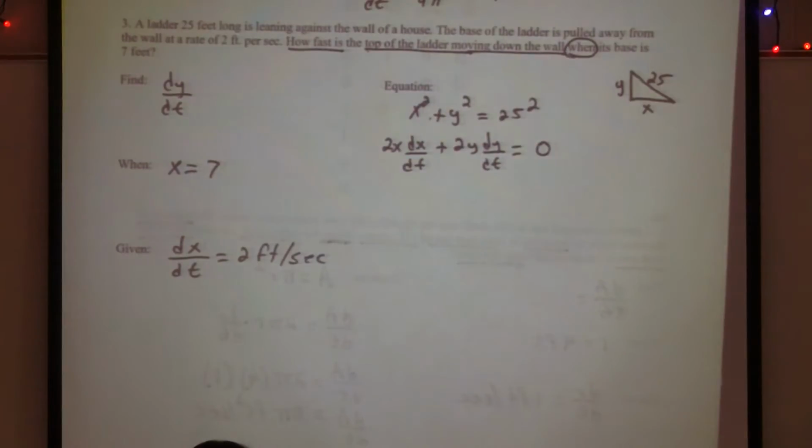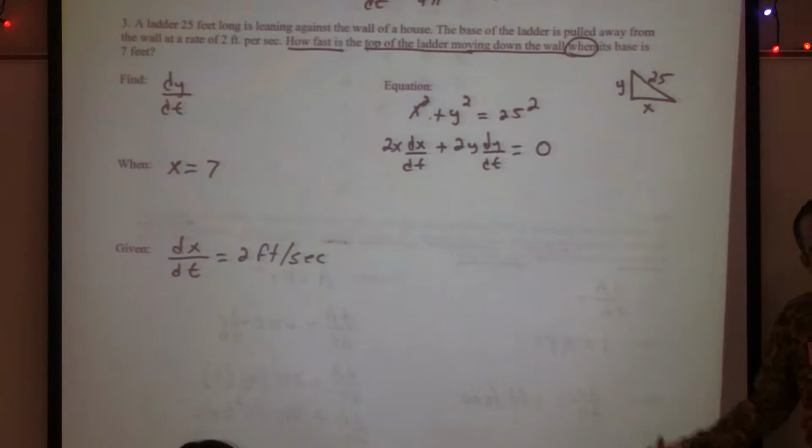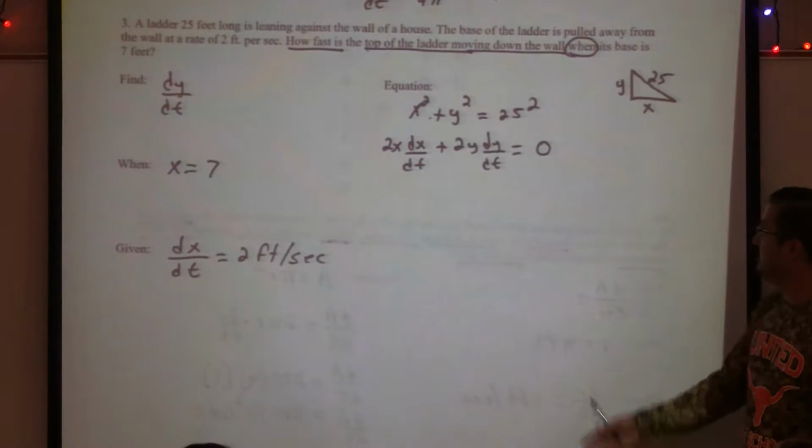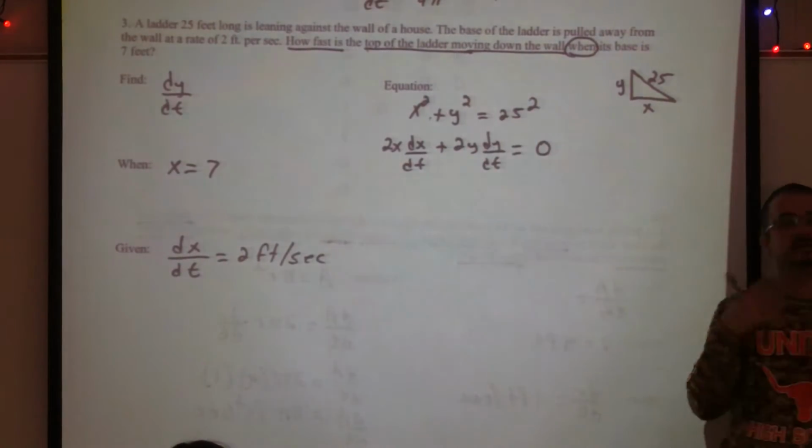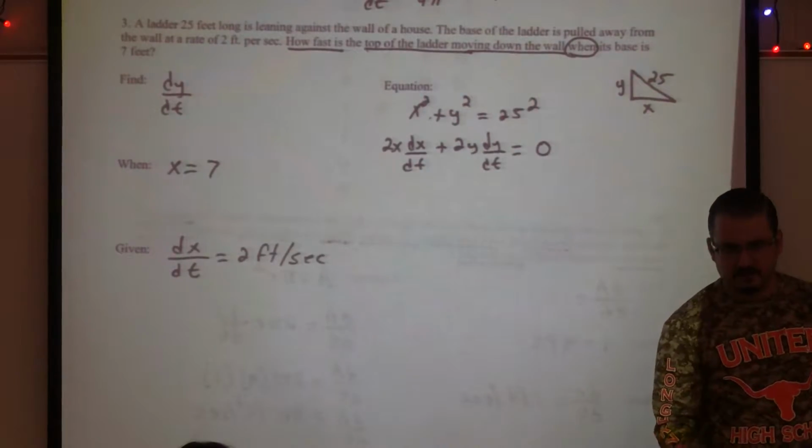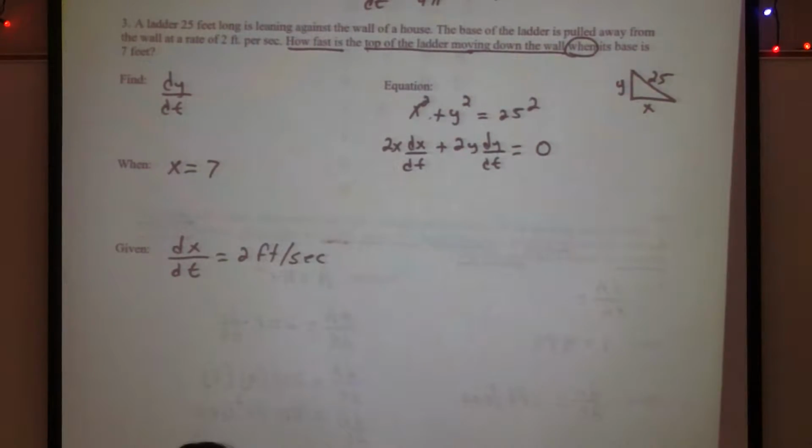Why 0? Because it's a constant, right? The derivative of a constant is 0. Is it ever going to change? No, so its rate of change is 0. So 0 times that would give me 0, right? It's never going to change, it has no rate of change. Or it does have a derivative, the value is 0. Yeah? Okay, anyways.